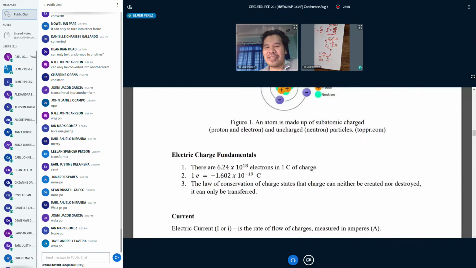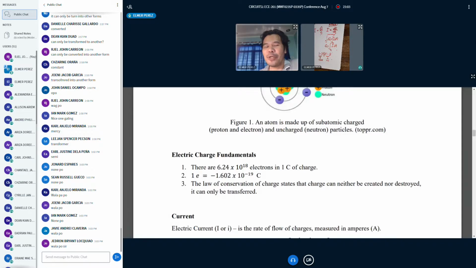Ayan. So, class, yung word na electricity ay nanggaling sa word na pinag-aralan niyo sa Physics 2. Saan galing ang word na electricity? Galing siya sa word na electron.